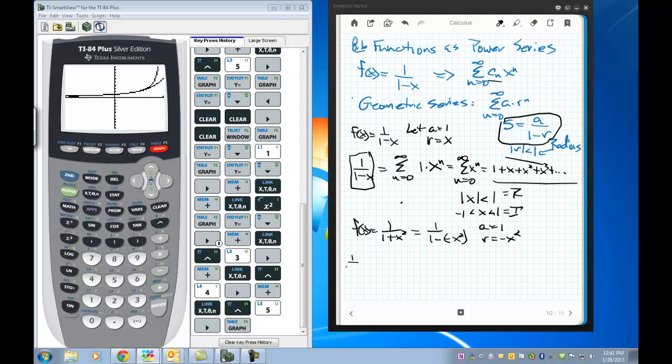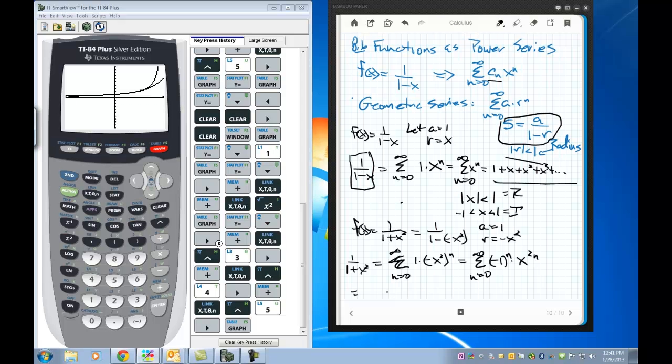So 1 over 1 plus x squared appears to be equal to the geometric sum, as n goes from 0 to infinity, of a, which is 1, times negative x squared to the n. All I'm doing is geometric here, you guys. I'm not doing anything fancy. This whole thing turns into the sum, as n goes from 0 to infinity, of -1 to the n times x to the 2n. Crazy.